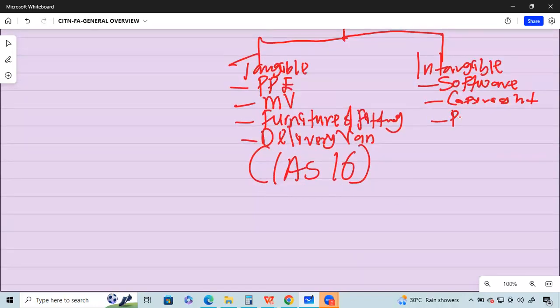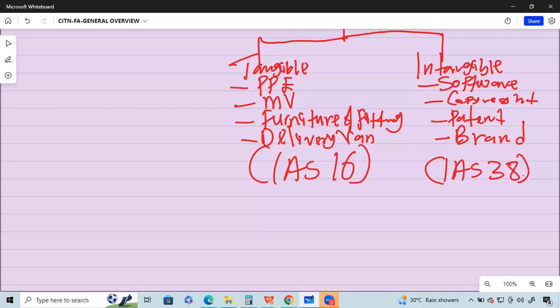You can also have maybe some patents, maybe your brand. And the regulatory standard that deals with this is what we call IAS 38. IAS 38 deals with intangible assets. But at this level, in our own syllabus as of now, we are only talking about tangible. When you get to the next level, financial reporting, you are also going to be learning about IAS 38. IAS 38 is the regulatory standard for intangibles.